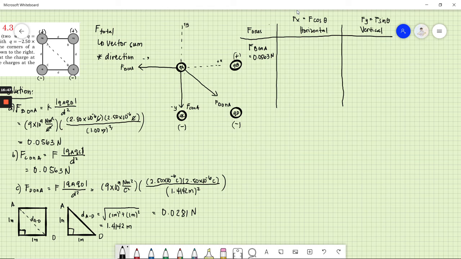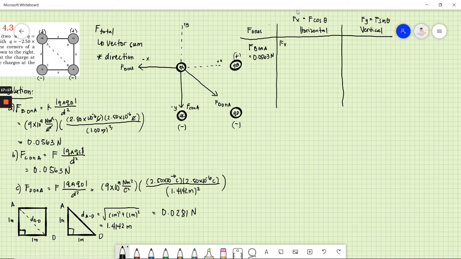Luckily, if you notice, our FB on A is lying flat in the direction of the negative x-axis. So what that means is it doesn't have a direction going in the y direction, because again it's directly in the negative x-axis. So what that tells us is our Fy is actually 0. But if we are going to compute, let's find the angle here. The angle here we know is actually 180 degrees.